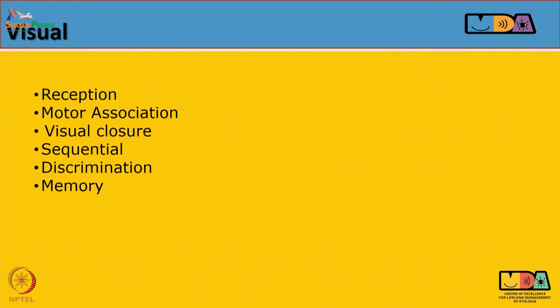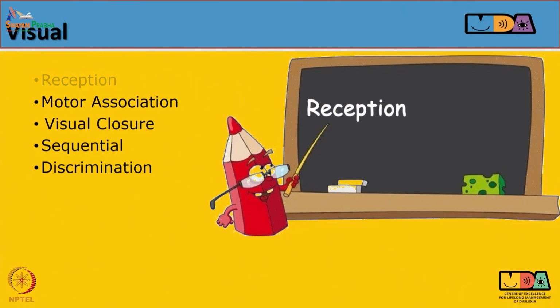Our next is the visual mode. Pretty much the same sub-modalities, but with fine differences. The first in our list is the visual reception, the ability to receive inputs that have been presented to him visually. Now, the child must be able to perceive and have the visual processing to interpret what has been shown to him. Nothing here is auditory, everything is visual.